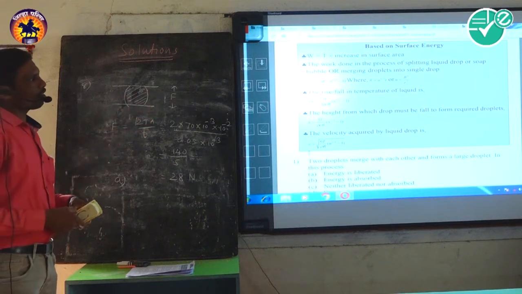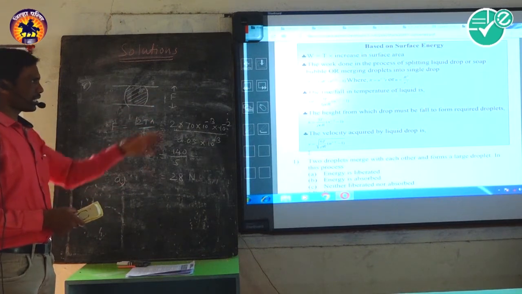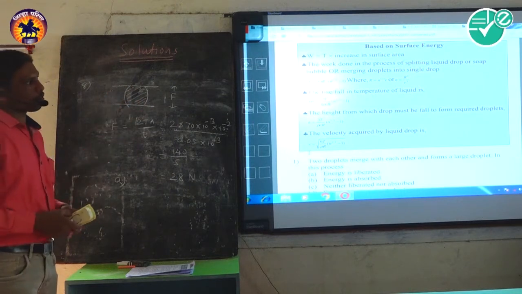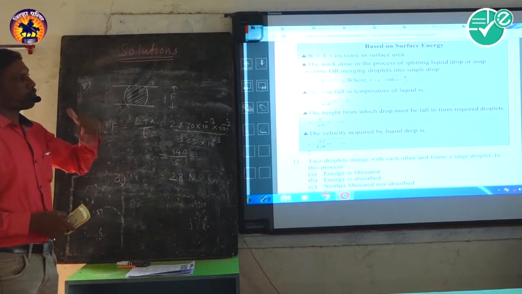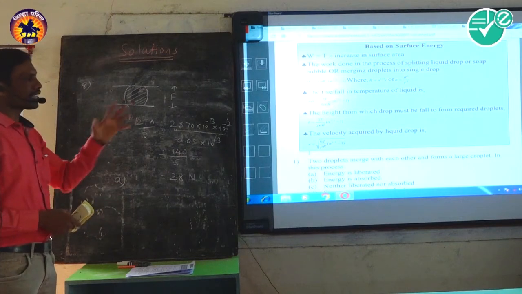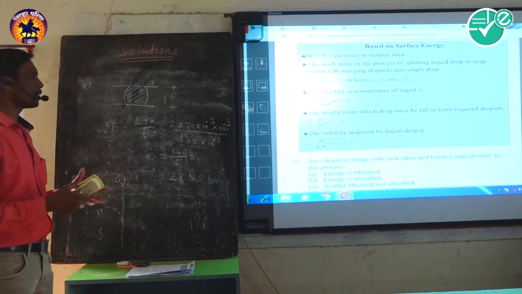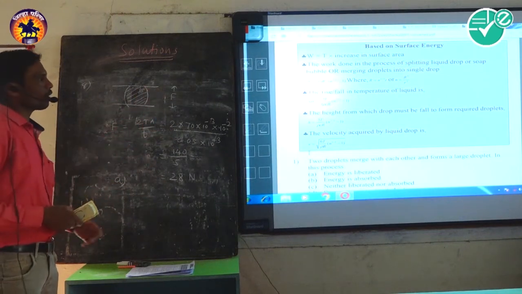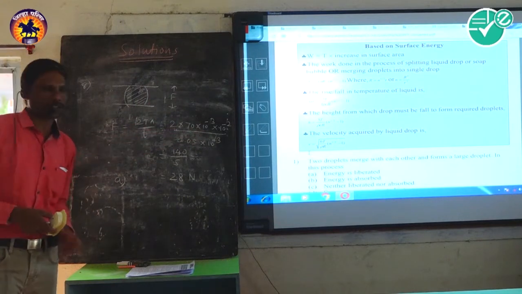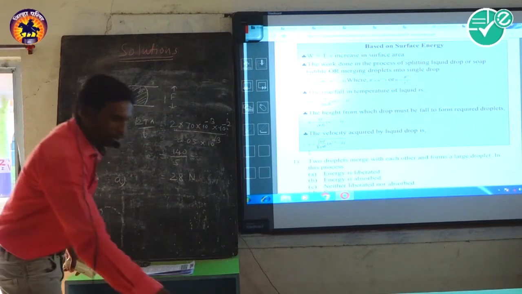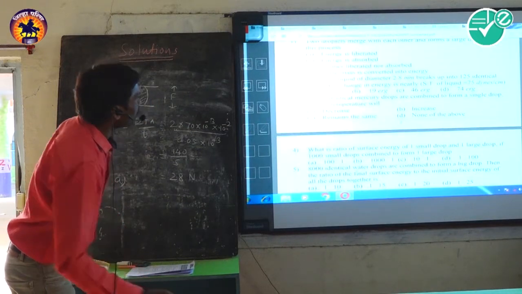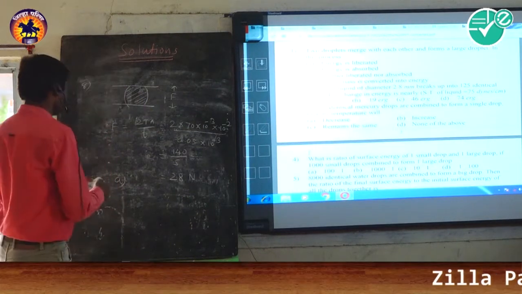The rise or fall of the temperature of the liquid is given by this expression. The height from which a drop must fall to form the required number of droplets is given by this expression. And in the process of merging droplets, the big drop acquires a velocity, and the velocity acquired by the liquid drop is given by this expression. So we shall take the first MCQ on the surface energy.